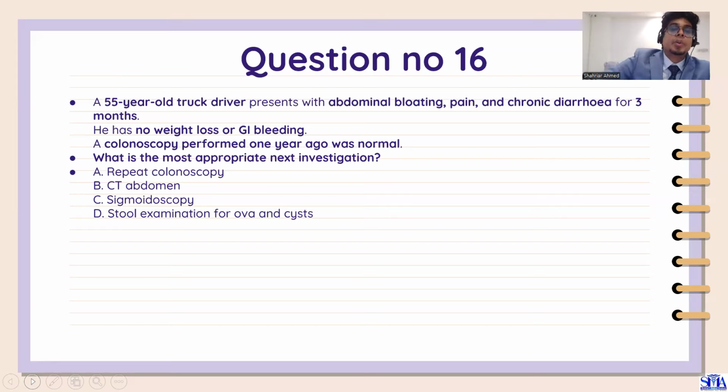Great. Coming back to this one. A 55-year-old truck driver presents with abdominal bloating, pain, and chronic diarrhea for 3 months. He has no weight loss or GI bleed. Colonoscopy performed 1 year ago was normal. What is the most appropriate next step in the investigation?